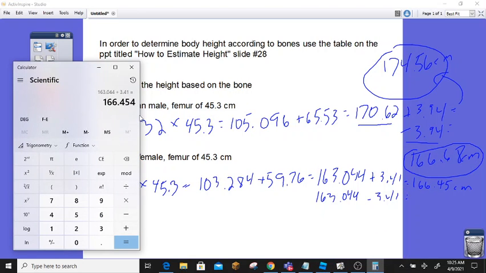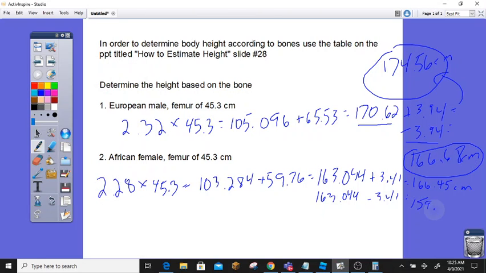Okay. And you want to clear the entire thing, and then you're going to write this again: 163.044 minus 3.41, 159.63. So this person's height is between here. They're around 166 to 159 centimeters in height.